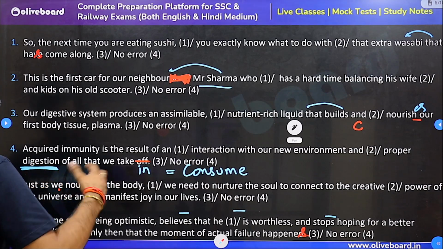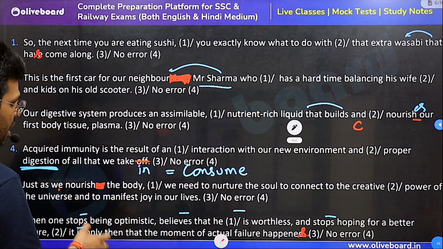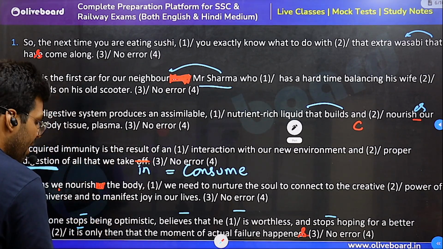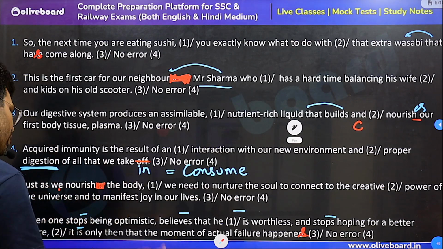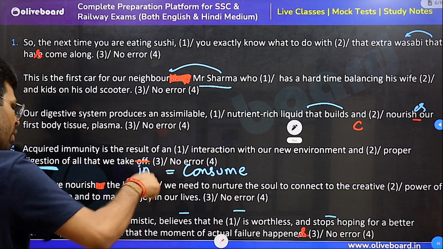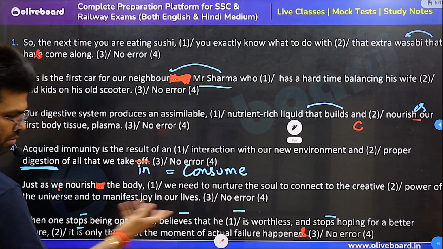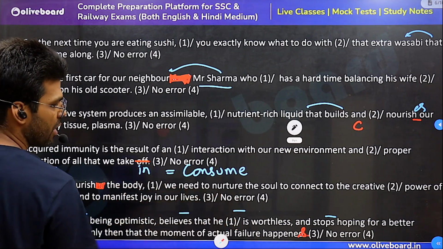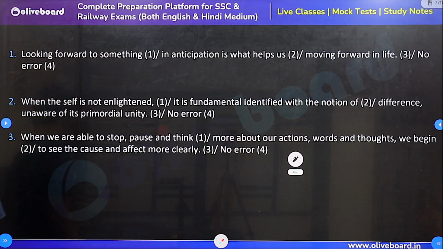When one stops being optimistic, thinking positively, when one believes that he is worthless, and he stops hoping for a better future, then the moment of actual failure happens. The moment of actual failure happens when one stops being optimistic. A general statement, nothing specific in past. Done. Few more to go ahead.